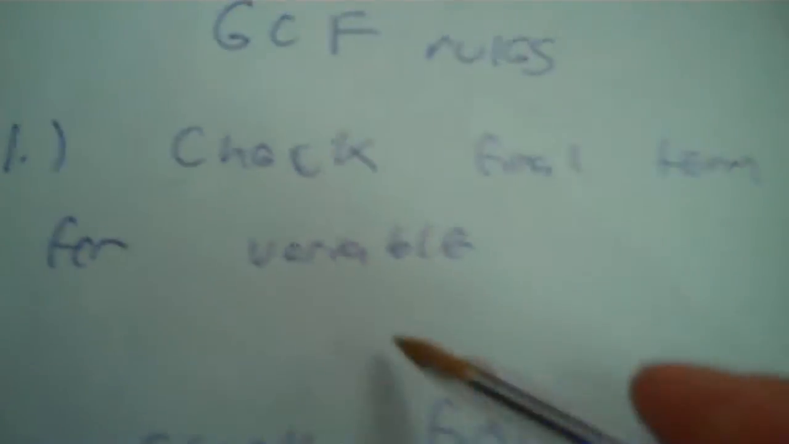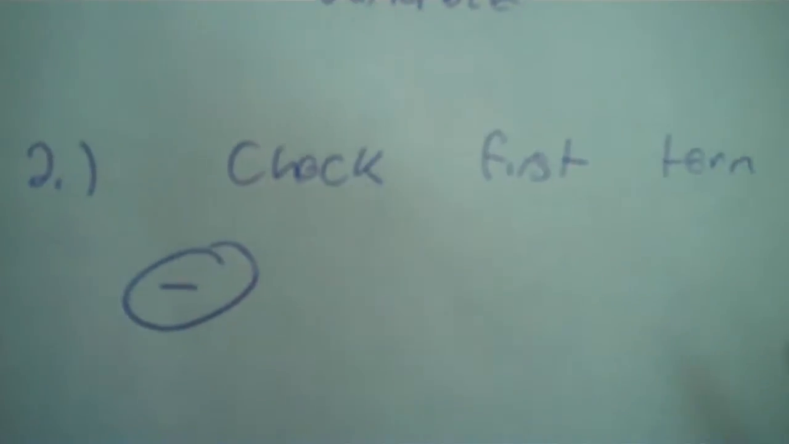Equals 0, so GCF. Okay, remember how to do the GCF. You check the final term for a variable. 0 is not the final term, it's over here. I see an x, so I put an x. Check the first term for a negative. The negative is in front, so we need to make our GCF negative. Right before the slot, put a negative.